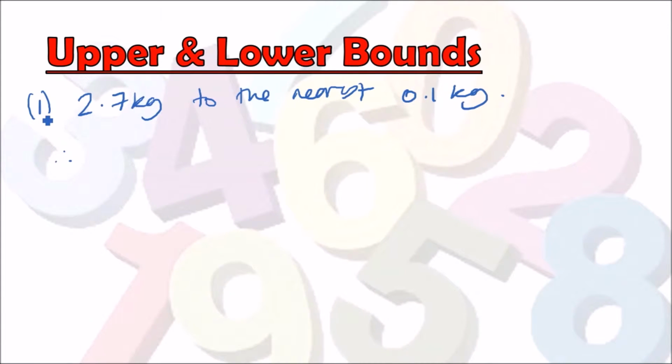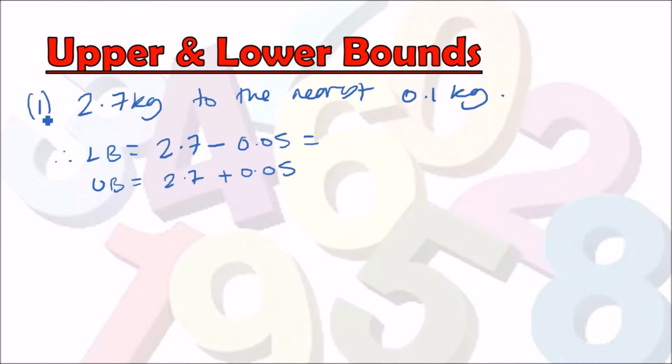Firstly, the lower bound is always going to be the measurement itself minus half the nearest unit. Half of 0.1 is 0.05. The upper bound is the same thing: 2.7, half a unit bigger, plus 0.05. Doing the maths gives you 2.65 and 2.75. And that's it, guys. Literally, that's what you do.